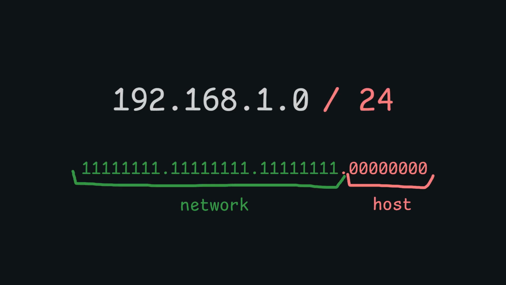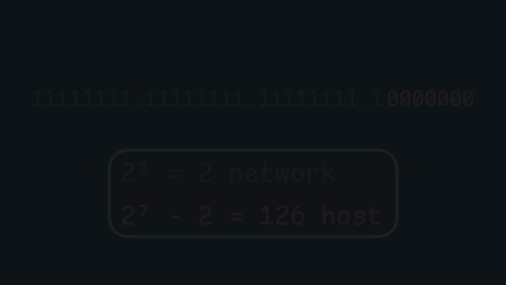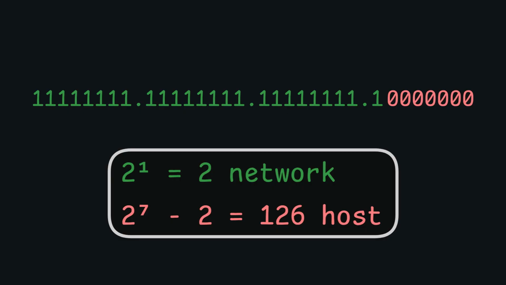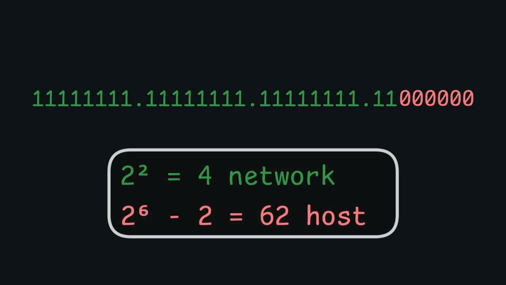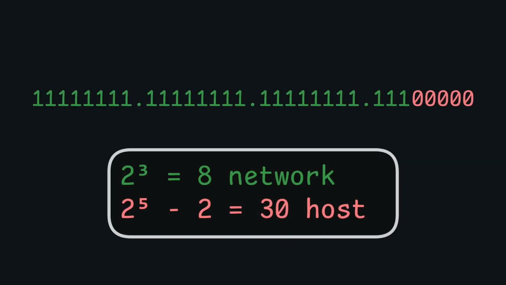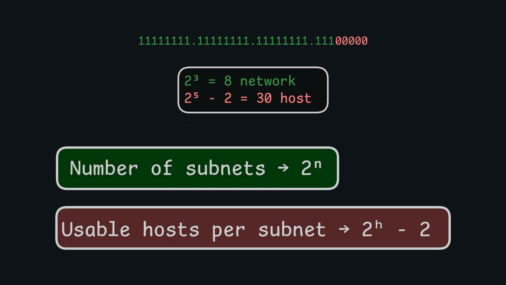This is where the core mechanic of subnetting kicks in. We lend host bits to the network portion. The more bits we borrow, the more subnets we get, but at the same time, the number of usable hosts in each subnet shrinks. There's always a trade-off between the 2 sides. 2 simple formulas will serve us well here, where n is the number of bits borrowed. This tells us how many subnets we'll get, where h is the number of host bits remaining.